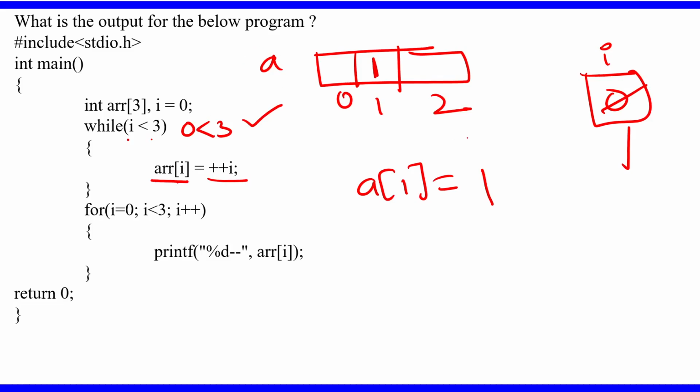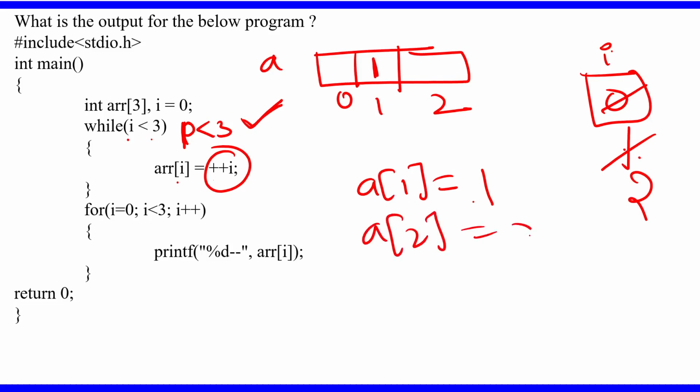That's why this problem is given here. I told you, c equal to a plus b means first you have to complete the a plus b part, then you have to assign the value. So I am incrementing the value of i first. Plus plus i, it becomes 1. Now the current value of i is 1, so a of 1 is equal to 1. Next, the for loop goes up. So 1 less than 3, it is true. So plus plus i becomes 2. Therefore a of 2 is equal to 2.